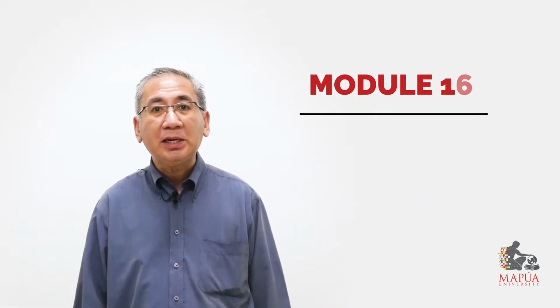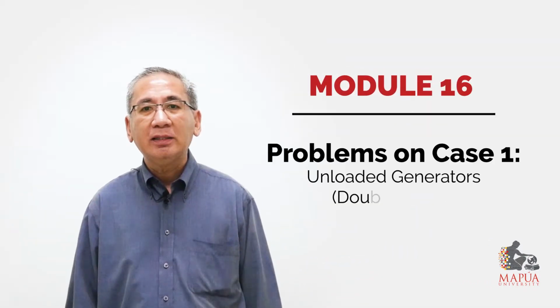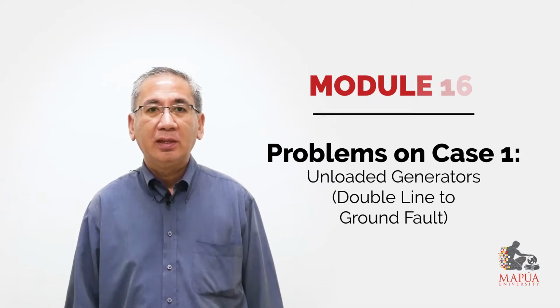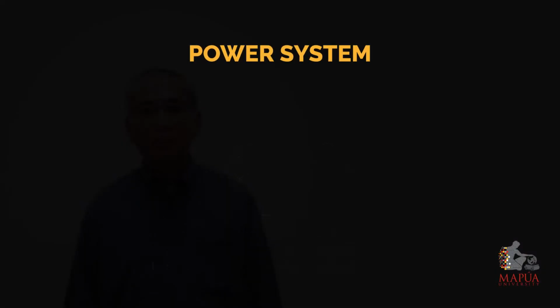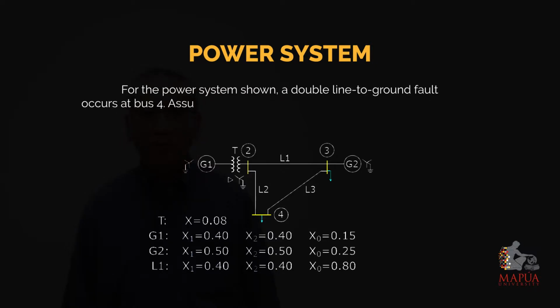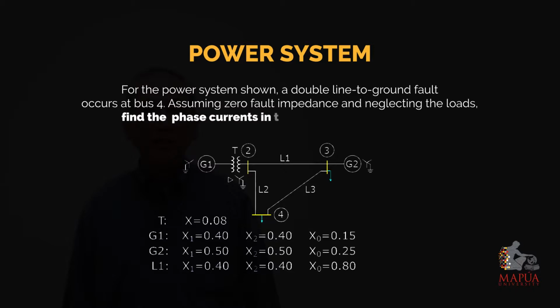Today we'll be discussing Module 16, Problems on Case 1, Unloaded Generators, Double Line to Ground Fault. Let us consider now a power system as shown in the diagram. A double line to ground fault occurs at bus 4. Assuming zero fault impedance and neglecting the loads, find the phase currents in transmission lines L2 and L3.